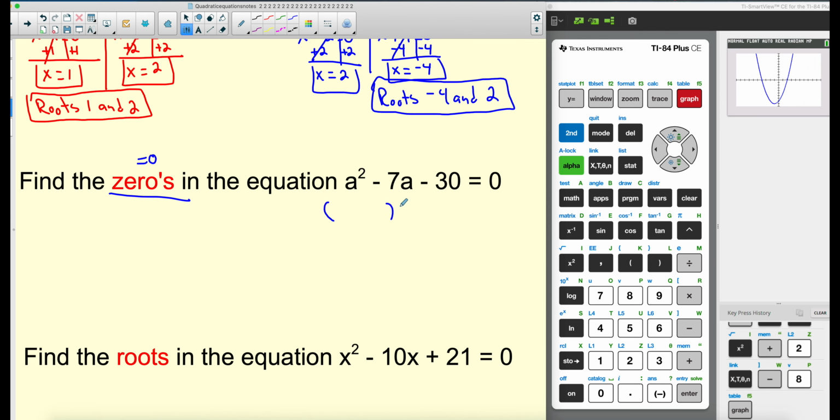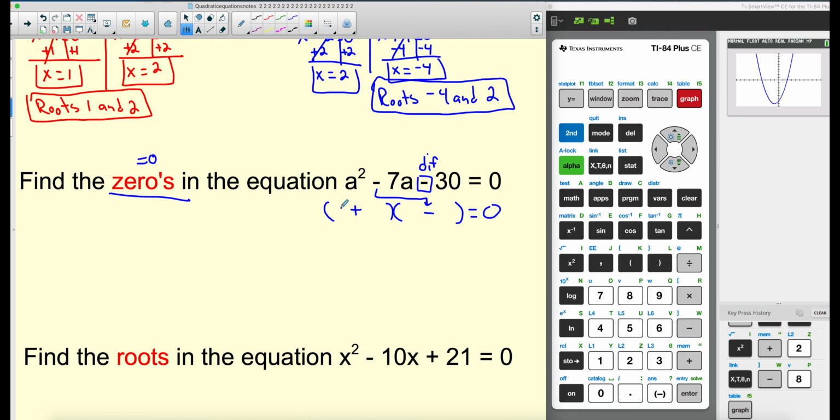That's a trinomial. Two sets of parentheses, and bring your equal 0 down. First sign, always to the right. Second sign is minus, guys. That means the signs are going to be different. So if this is a minus, this is a plus.